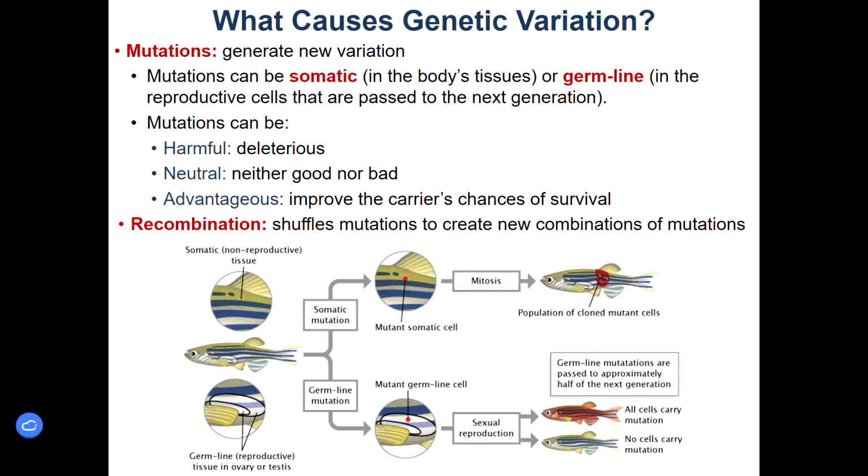There's different types of mutations. You can have a harmful mutation. So that's something that actually hurts the individual. So for us, an example of a harmful mutation in our somatic cells is mutations that cause cancer. There's neutral mutations, and we have a ton of these in our body. They're not good or bad. They just happen, and it doesn't really affect anything. And then you can have advantageous mutations, and those are ones that improve the carrier's chance of survival. So it helps you do better in the environment that you're living in.